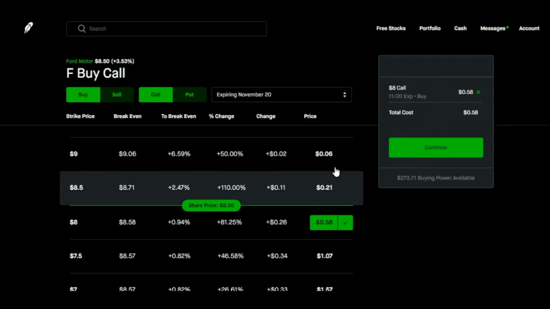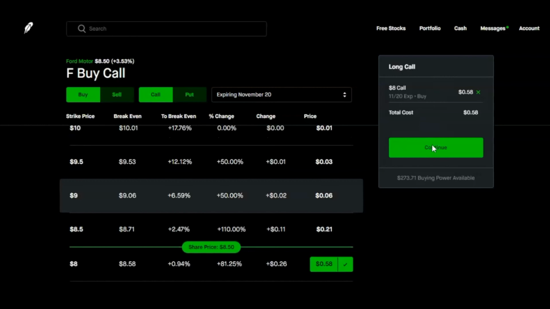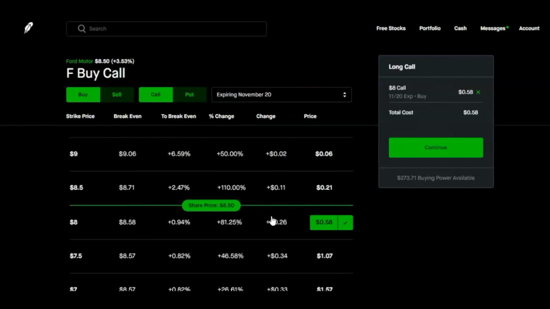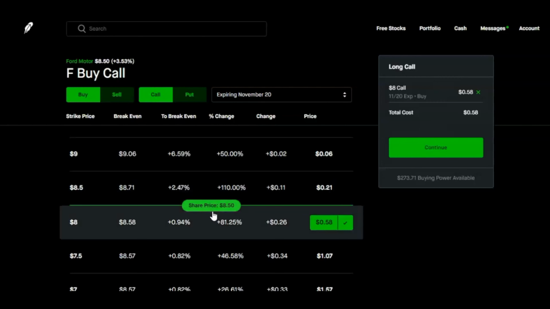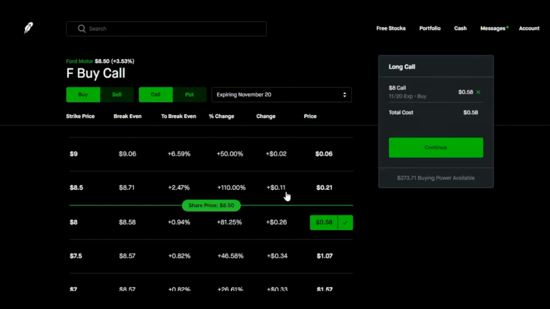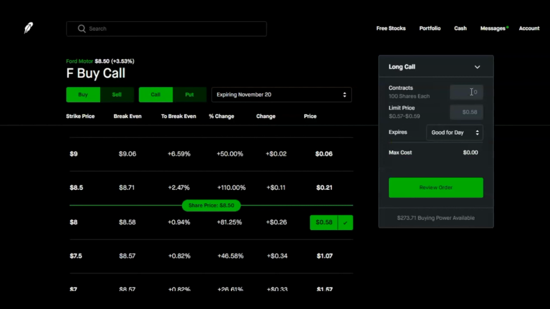So let's say we wanted to kind of up our game a bit, right? Let's say we really wanted to control 1,000 shares. Well, to control 1,000 shares of Ford stock, you'd have to put up $8,500. Not everyone has $8,500 to invest in just one stock. I know a lot of people do, but if you're just getting started, you have a lot less money. That's not realistic. But if you use options, instead of spending $8,500, you can just buy 10 options contracts and you only have to put up $580, and you still control 1,000 shares.